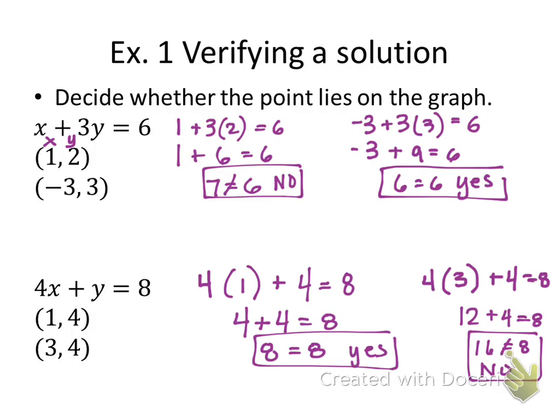Now, like I said, these actually just worked out so that one was yes and one was no, but that won't always be the case. Sometimes they'll both be yes. Sometimes they'll both be no. So make sure you work every single one out and don't just write a yes or no. Okay?